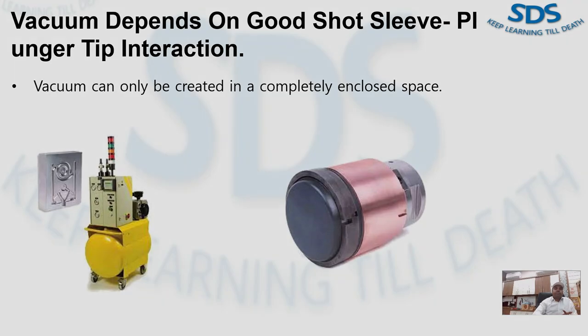Okay, now vacuum depends on a good short sleeve plunger tip interaction. We all know that porosity causes more rejected castings than any other reason in die casting systems. The vacuum can only be created in a completely enclosed space.